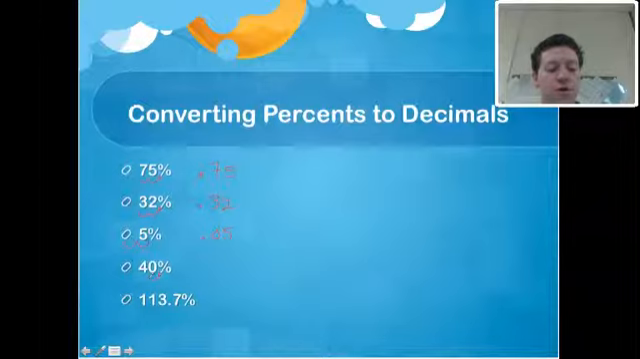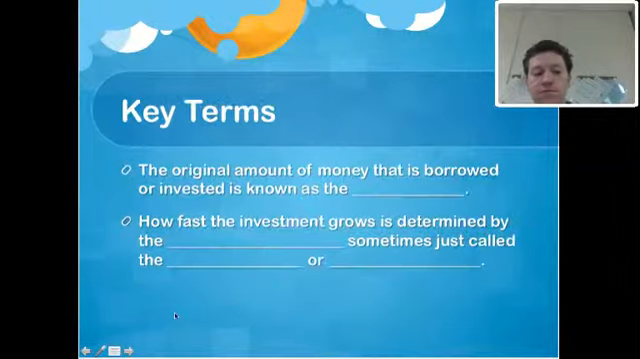Again, this could throw students off. We move it 2 over. There's your decimal. You can simply write 0.4 by itself, but if you add the 0, there's nothing wrong with that. So either way you want to write it. Here we have a number that's bigger than 100%. Again, we move it 2 places to the left, so we have 1.137, and it's okay to have a number bigger than 1 as your answer.